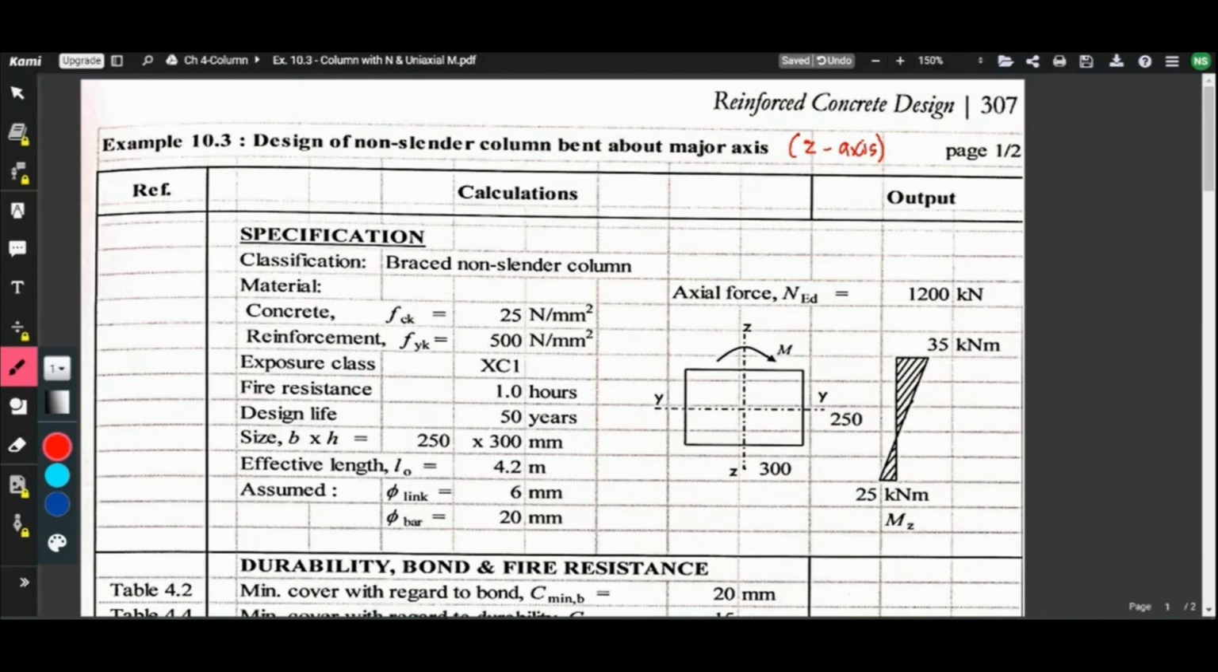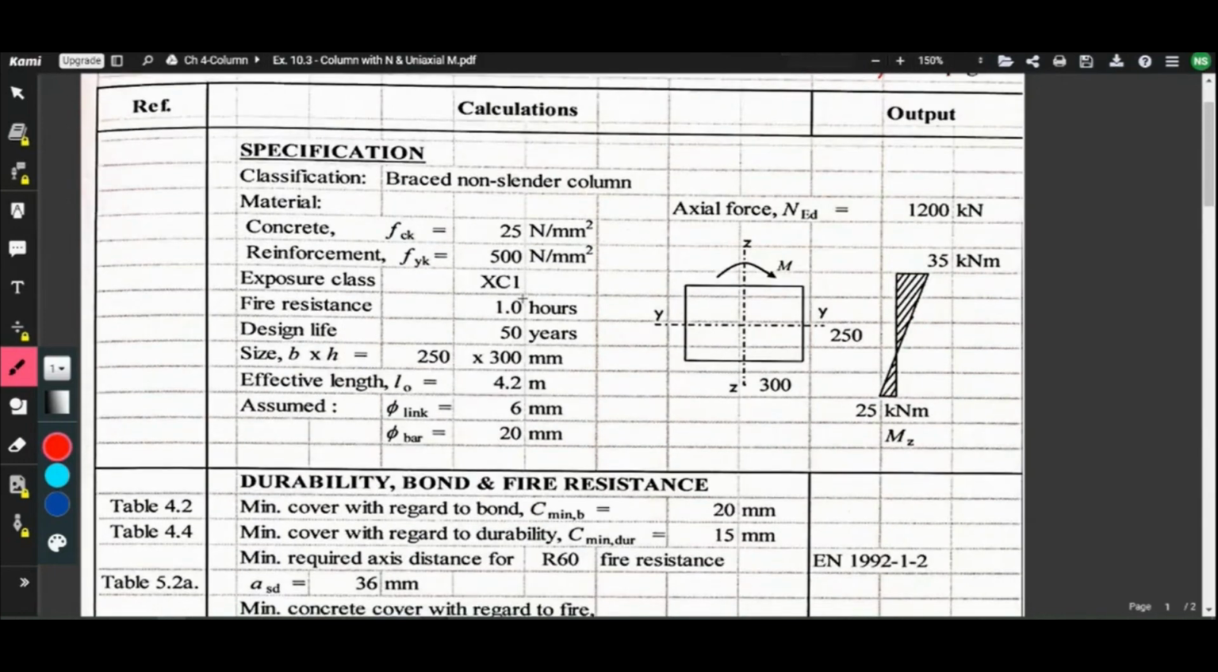fck 25, fyk 500, exposure class XC1, fire resistance is 1 hour. Design life is 50 years. Column size is 250 times 300. Given the cross section, B is on the vertical dimension and H is on the horizontal dimension. You can see the ZZ axis will cross H and the YY axis will cross B.